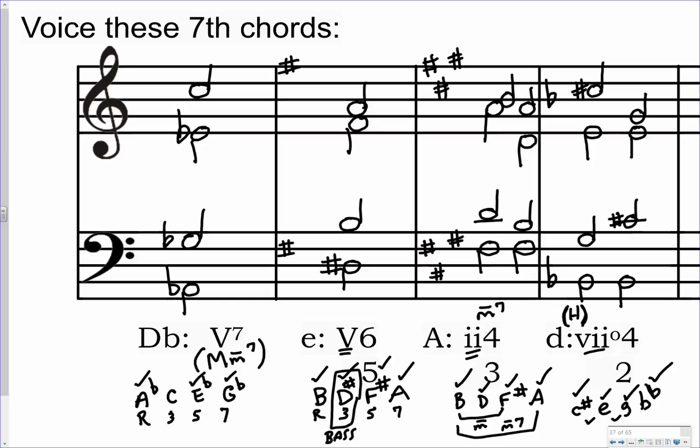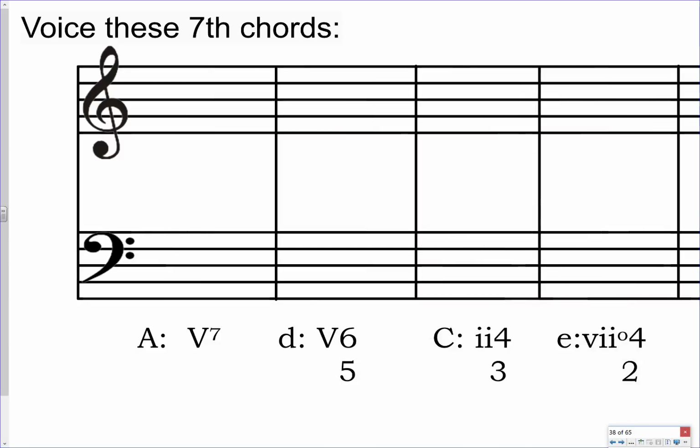So now, you can pause the video if we need to talk about this more, but we're going to proceed on to the next frame, where I would like you to try to voice these 7th chords. So let's just talk about it really quick. The first one is A major. We want the 5-7, which is the major minor 7th, also known as the dominant 7th. So that's a root position.